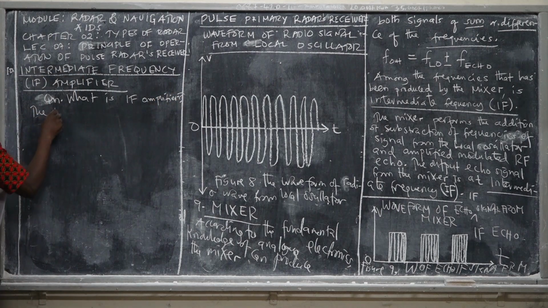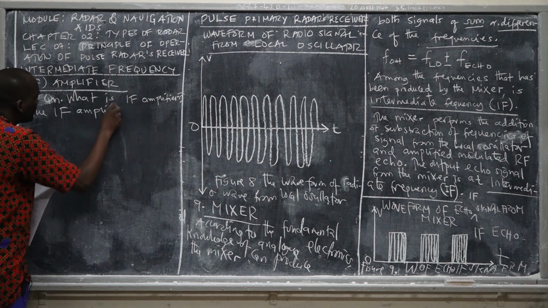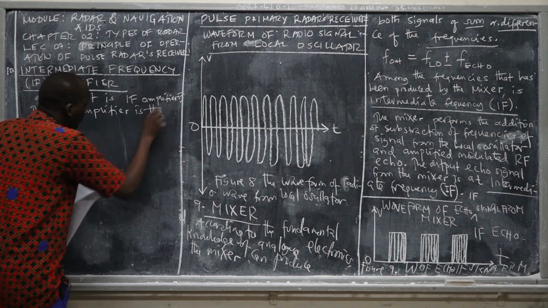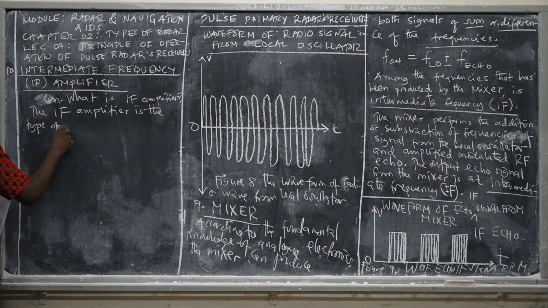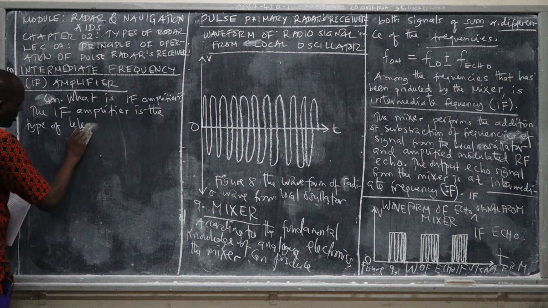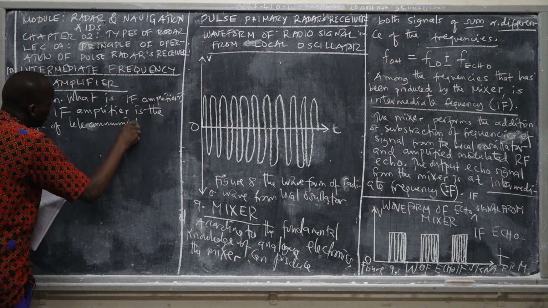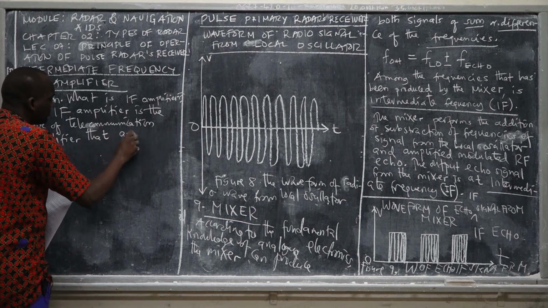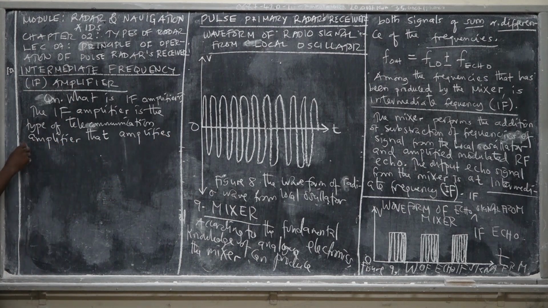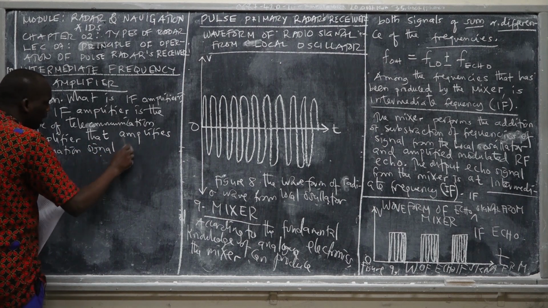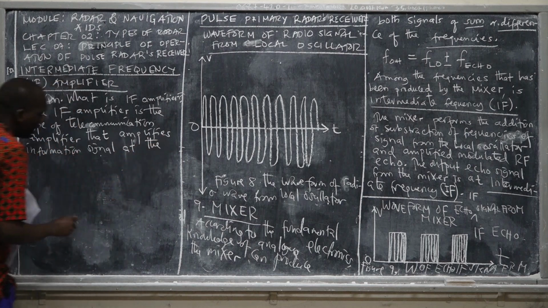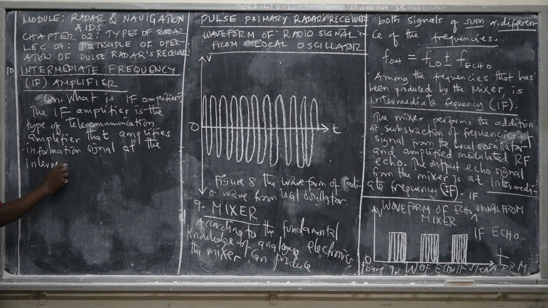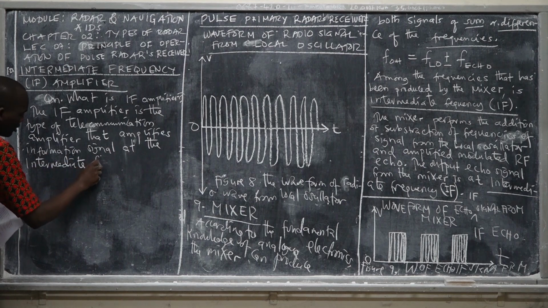The intermediate frequency amplifier, the IF amplifier, is a type of telecommunication amplifier that amplifies an information signal at the intermediate frequency.